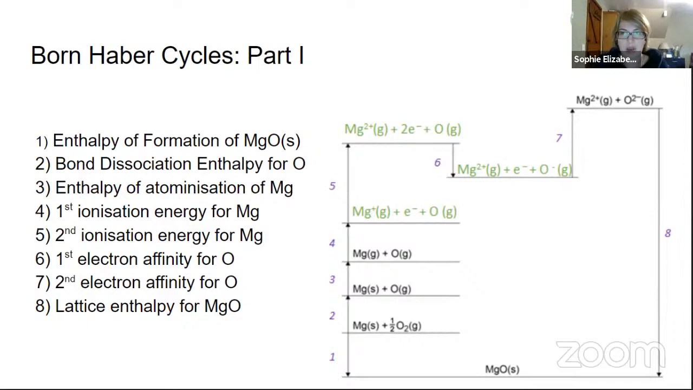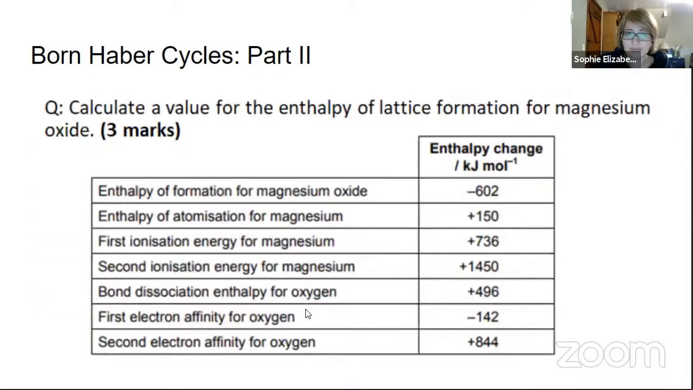Hopefully that all made sense. A lot of Born-Haber cycles is just practice, practice, practice. But the reason I put the steps is because the first 3 steps you can probably mix and match, but past that point, it's always in that order. So if you can remember that, you're fine.